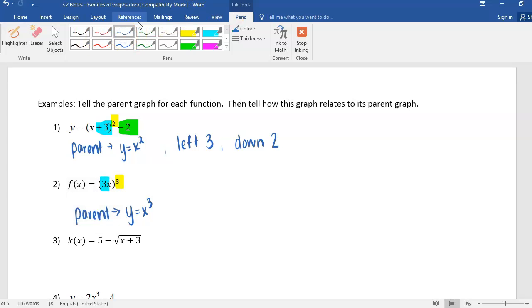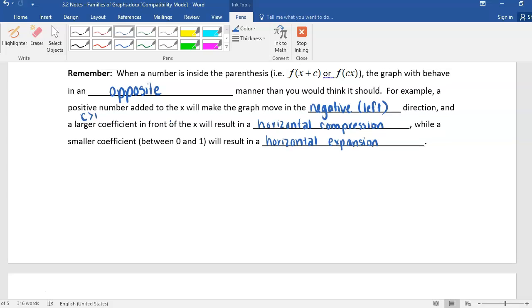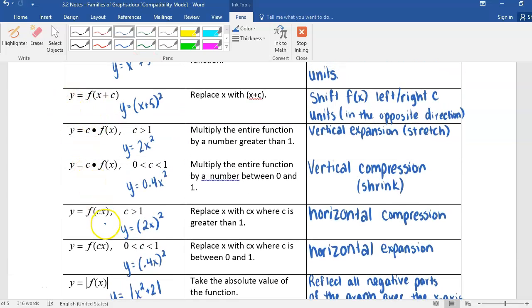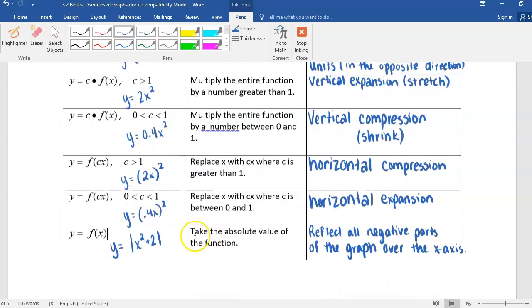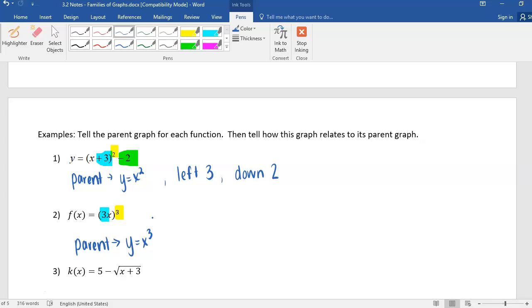That 3 is on the inside of the parentheses. So if I refer back to my table up here, I'm looking for where the C was multiplied and on the inside of the parentheses. That's right here in these 2 blocks. And I have a 3, which is a number bigger than 1. So that tells me this is a horizontal compression. Whenever we're multiplying by a number on the inside of the parentheses, the expansion or compression is horizontal.